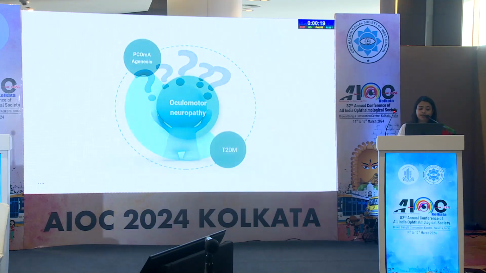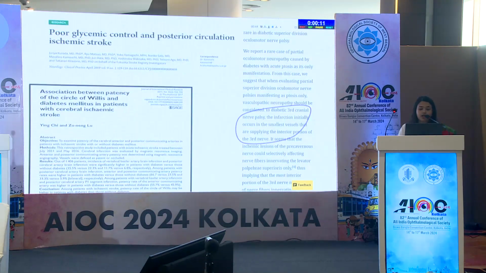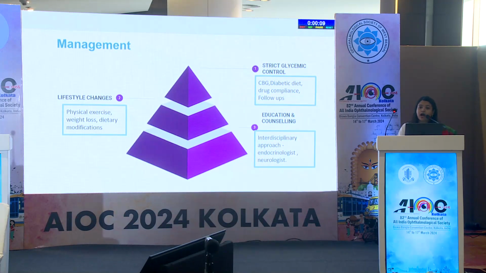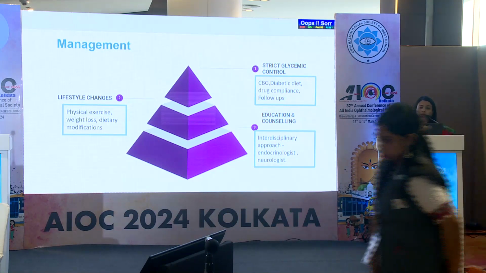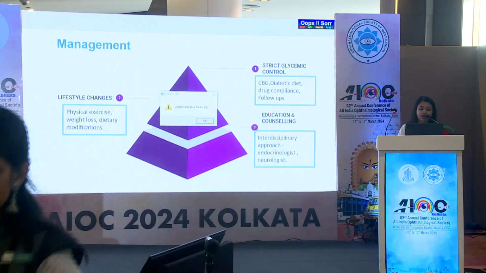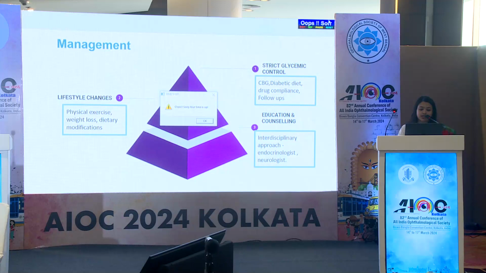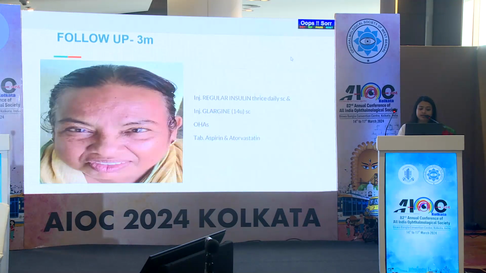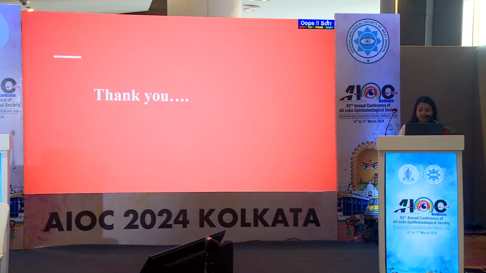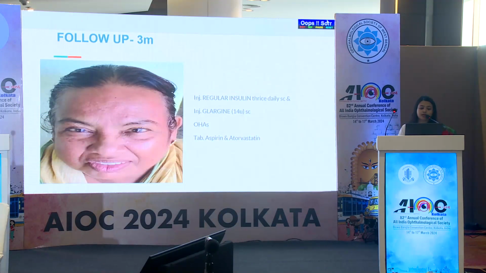So what do we conclude? The oculomotor neuropathy here is resulting from posterior communicating artery agenesis and type 2 diabetes mellitus coexisting together. But how does it differ? Here, we have to treat the patient with an initial dose of steroids, followed by conservative management as in diabetic neuropathy patients, which includes strict glycemic control, lifestyle changes, and educating the patient regarding the same. This is the 3-month follow-up picture of the patient. The patient was on regular insulin, Glargine, OHAs, aspirin and atorvastatin. Thank you.